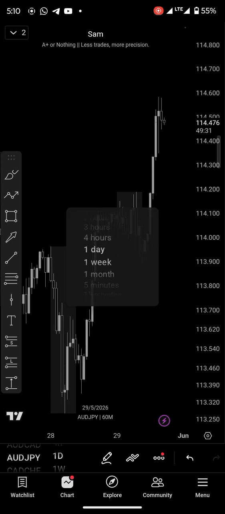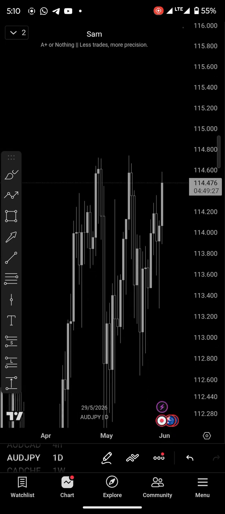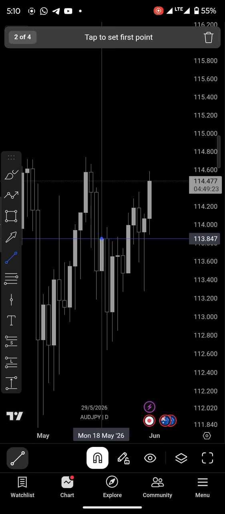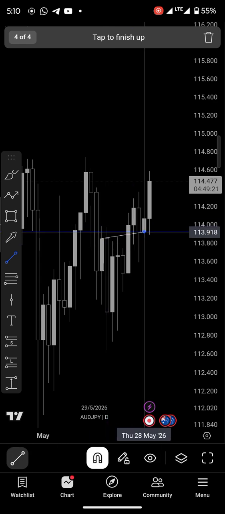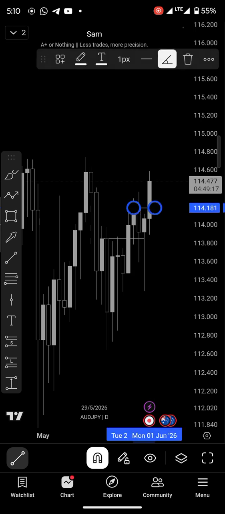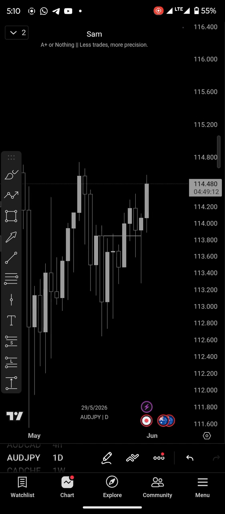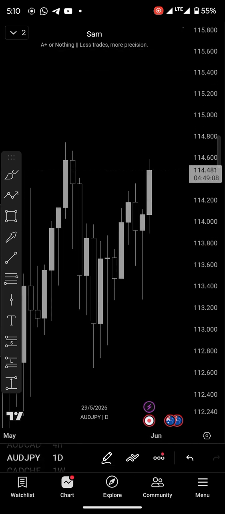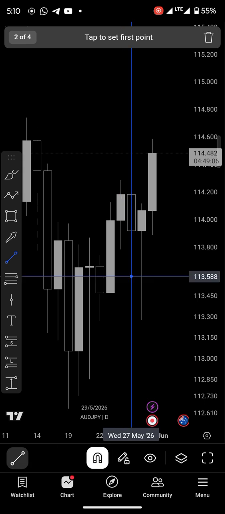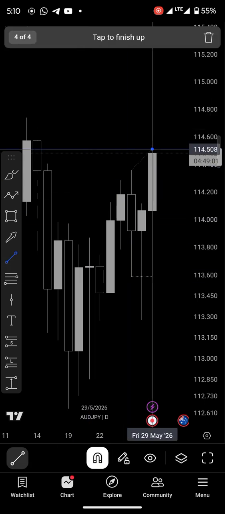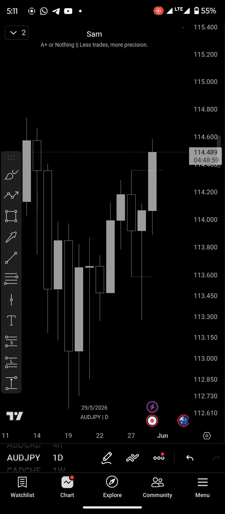For AUDJPY on the daily time frame, the last break of structure is to the upside. The last two breaks of structure, we can see there's a break of structure here to the upside, and then there's also a break of structure here to the upside. But this wasn't here before, so the last break of structure was to the upside. We are on a bullish trend based on structure, and you can see that the daily low was swept here, and then this was the daily high that is going to be our target.